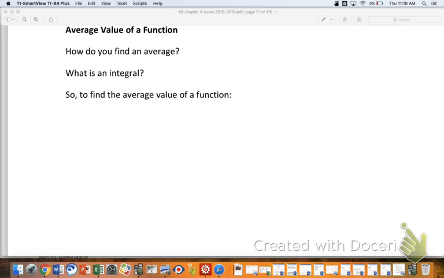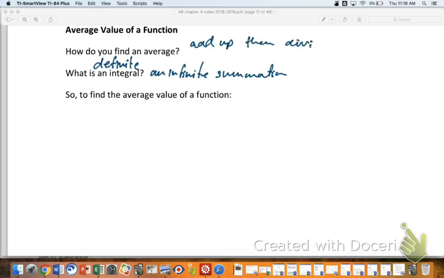Exactly. So then, do you guys remember what a definite integral really is? Okay, it's an area, but you're adding up a bunch of really skinny rectangles, right? So I would say that a definite integral is an infinite summation. It adds up a bunch of really skinny rectangular areas. How do you find average? As you mentioned, add up, then divide. So what we're going to be doing is finding the average value of a function.